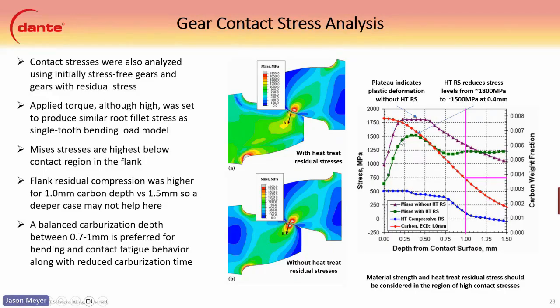We can see that with heat treatment residual stresses, this does bring down the magnitudes severely with this green line here. And then we can see what those heat treatment compressive stresses actually are. This blue line here is kind of here for reference, and so is the red line for carbon for the 1 millimeter case depth. So it's really important to see the heat treatment residual stresses, not only in bending, but also in the gear contact to make sure that they'll be acceptable.